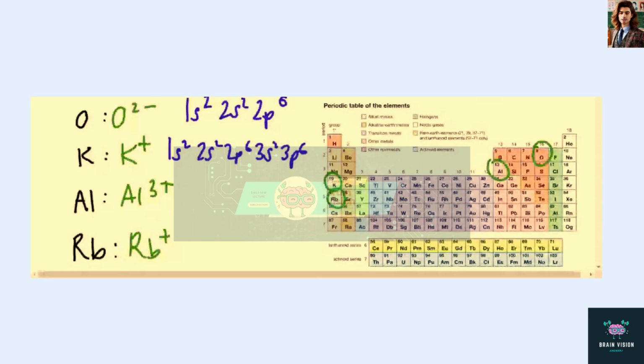Now for aluminium, aluminium has an atomic number of 13, and the neutral atom electronic configuration would look like this: 1s2, 2s2, 2p6, 3s2, and 3p1. But we would lose 3 electrons, so 3p1 and 3s2 would be gone, and we would be left with this. And it adds up to 10, so 13 minus 3 would give us 10, and that is the correct electronic configuration.